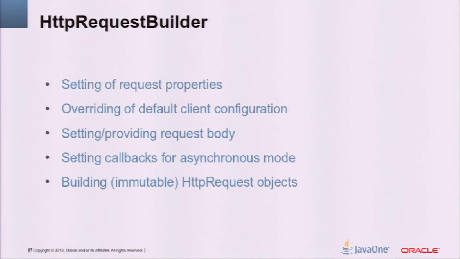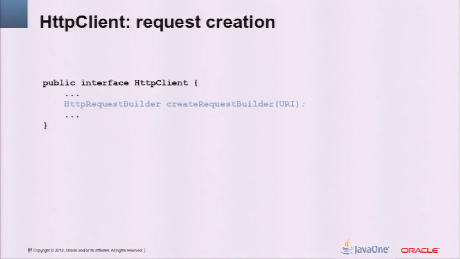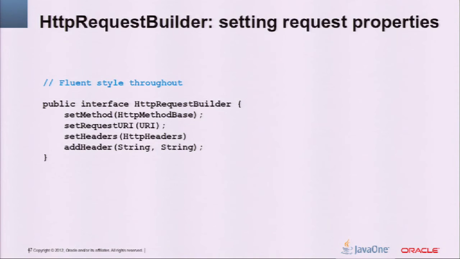Now the request builder, this sets up all the properties of the request objects, from the headers, the request body, any callbacks for the asynchronous mode operation, and any implementation specific things like timeouts and buffer sizes that you want to override from those client scope properties. And you create the request builder from the client instance, passing a URI. That's the starting point. And here you can set the method, set the request URI, set the headers in a variety of different ways. We try to add some convenience methods there.